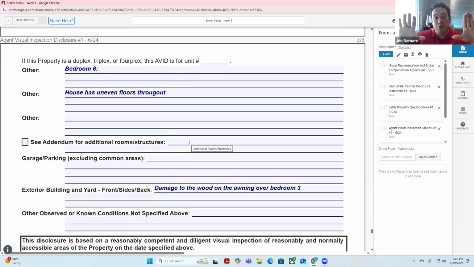Thank you, Jen. Let's talk about visual. You're not required to turn anything on. You're not trying to turn anything off. You're not required to open or close anything. Visual. You do not touch. You look.